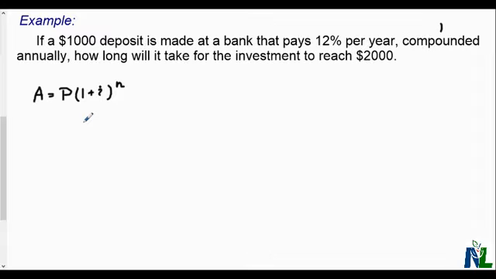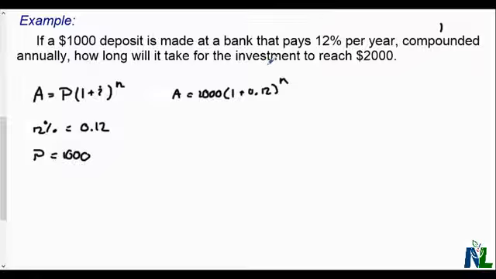So we just need to take our 12% and write that as a decimal, which will be 0.12. And our principal amount will be the amount invested, which is $1,000. Setting up this formula, we're going to have A equals 1,000 outside of 1 plus 0.12 to the n. Now I want to know when this investment will reach $2,000. So I'm going to set that equal to 2,000, or make A 2,000.